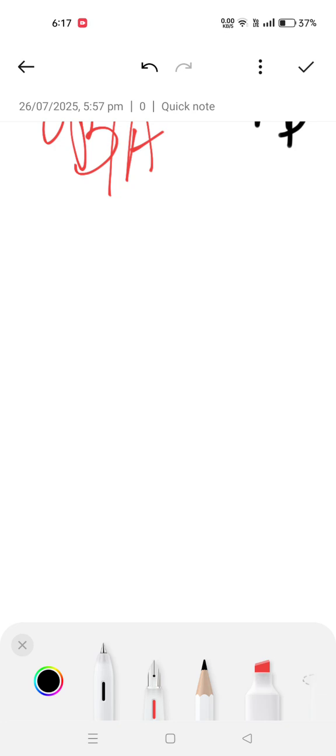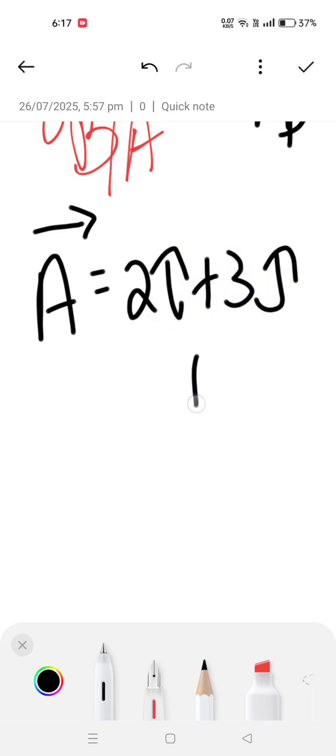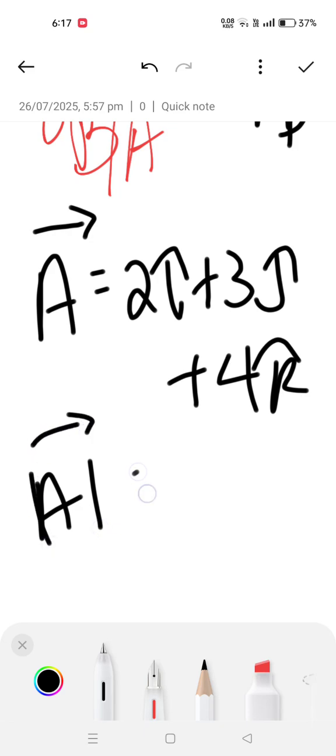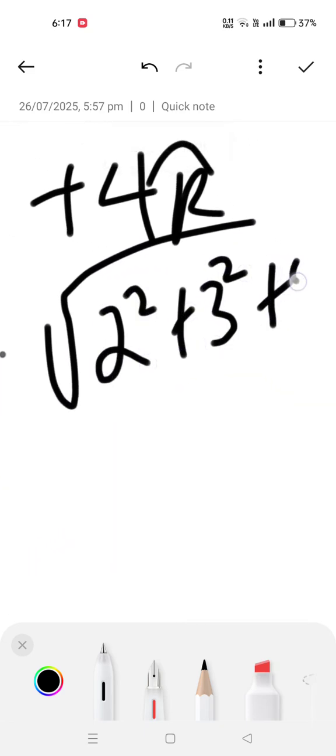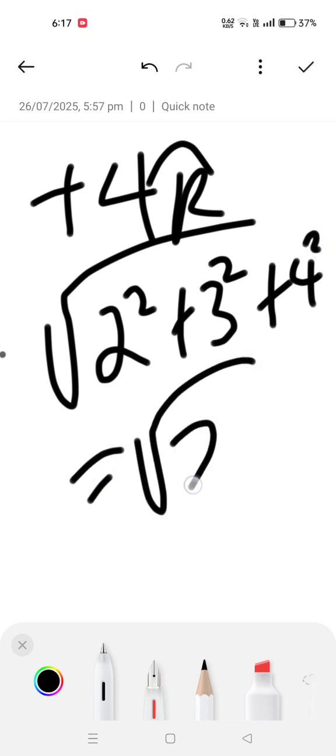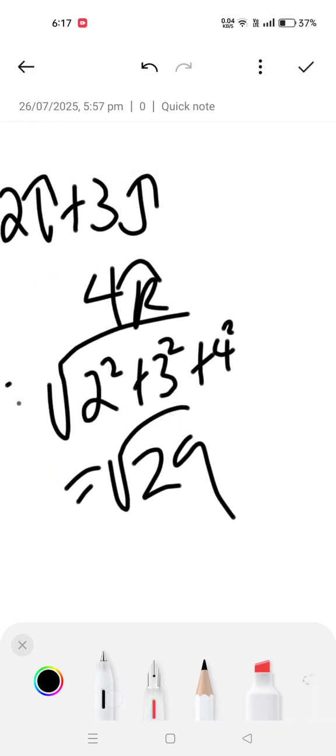Okay, next we have magnitude of a vector. Supposing A is the same, 2i cap plus 3j cap plus 4k cap. The magnitude of A vector is how much? It's root over of 2 square plus 3 square plus 4 square, which equals root over of 29. Now magnitude is always positive. You have to remember this. Even if there is, supposing, minus 5 here, the answer will be the same.